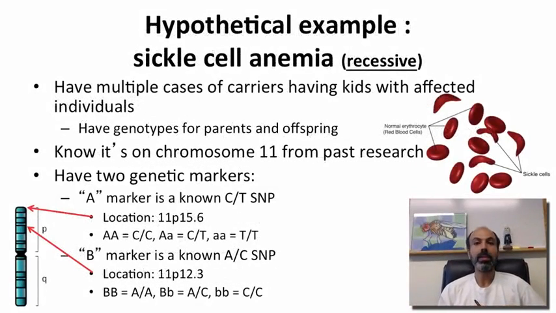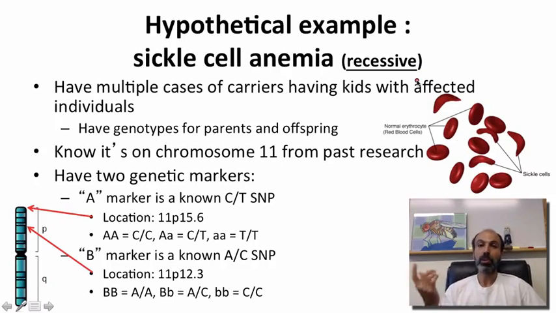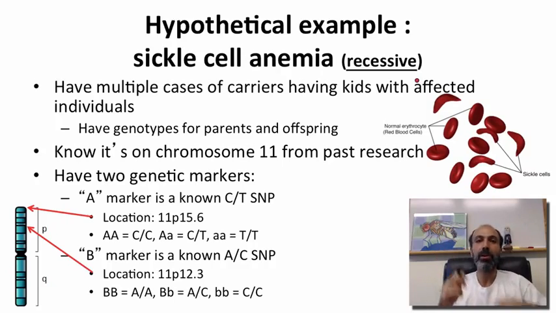Let's use sickle cell anemia. Now this disease is recessive, meaning you have to have two copies of the mutant type to exhibit the disease. Alternatively, if you only have one copy, if you're heterozygous, we refer to you as a carrier. That means that you probably had a parent who had the disease, for example. Not necessarily, but you probably did.